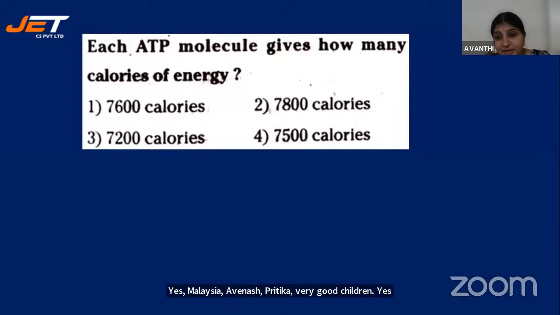Sometimes, children, you have to check. In the options, they may give you kilocalories to confuse you. Be thorough with the option you are picking. 7,200 calories only. Sometimes they may give kilocalories like that to confuse you. It is 7,200 calories only. Okay.